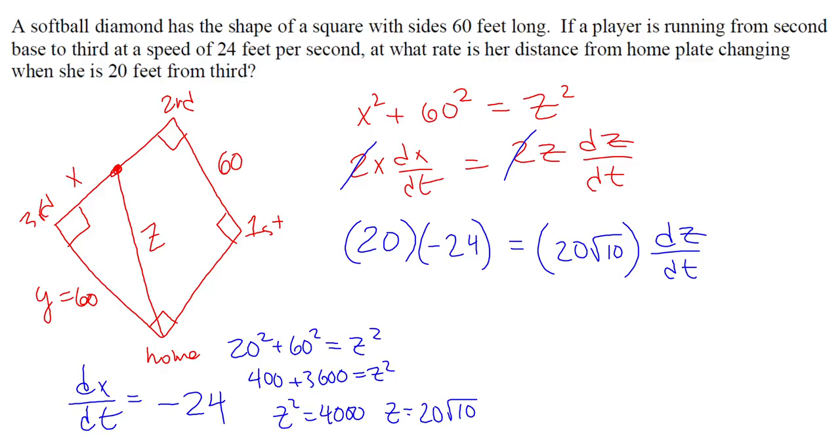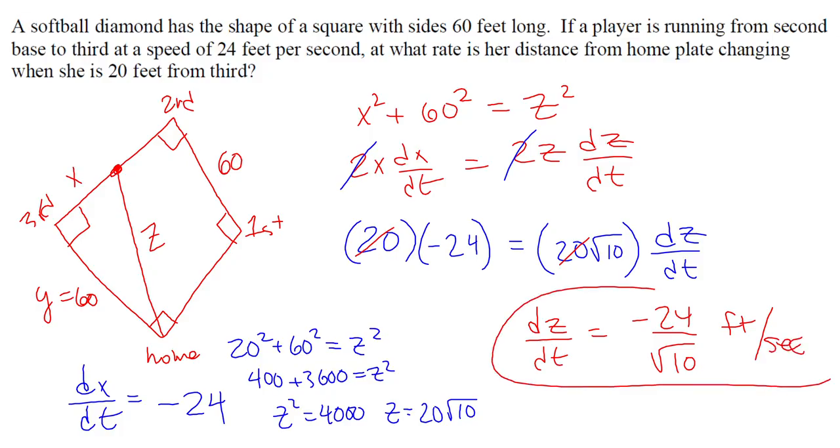And so now we can cancel out the 20s, and we're just going to get dz/dt is equal to negative 24 over root 10, and this was in feet per second. And that is the end of this homework assignment, the Moore optimization and related rates homework.